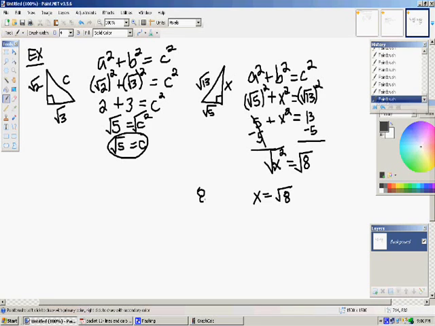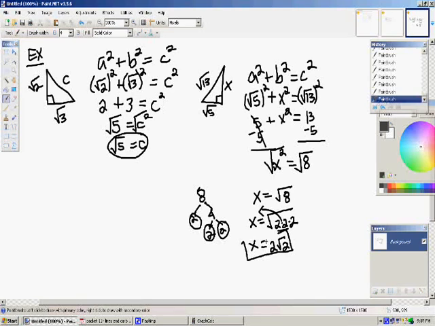And let's see if 8 can be simplified even further. So I'm going to do my little factor tree. And I notice that it can be broken down into 2 and 4. 4 can be broken down into 2 and 2. And 2's are the most simple. So we get 2 times 2 times 2. These 2's are twins. I'm going to take them outside the house. And I get 2 square root of 2. And that is my answer.